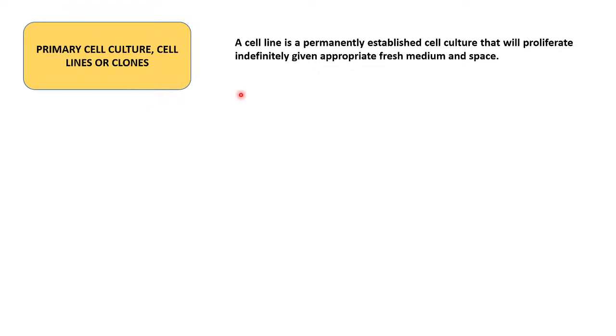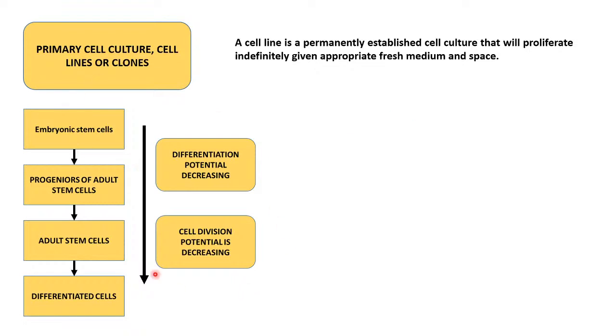Now, what do you mean by cell line? It's very easy to define a cell line. A cell line is a permanently established cell culture, which has infinite growth, and that will proliferate indefinitely given appropriate fresh food and space again and again. So you take one culture plate or culture flask, you put some media, they will divide, their number will increase. Then you divide them into two flasks, new feed, new media, new food, new space, then 4 flasks, then 8 flasks. You can maintain them what? For infinite time.